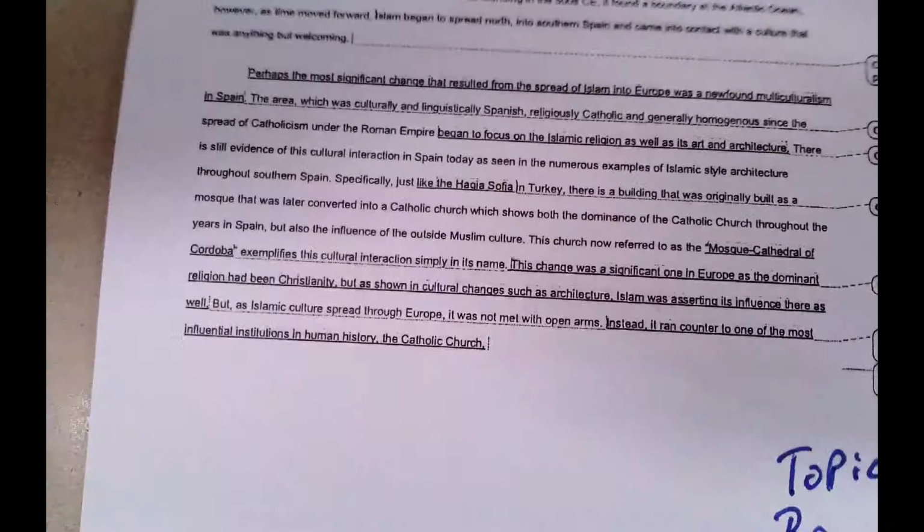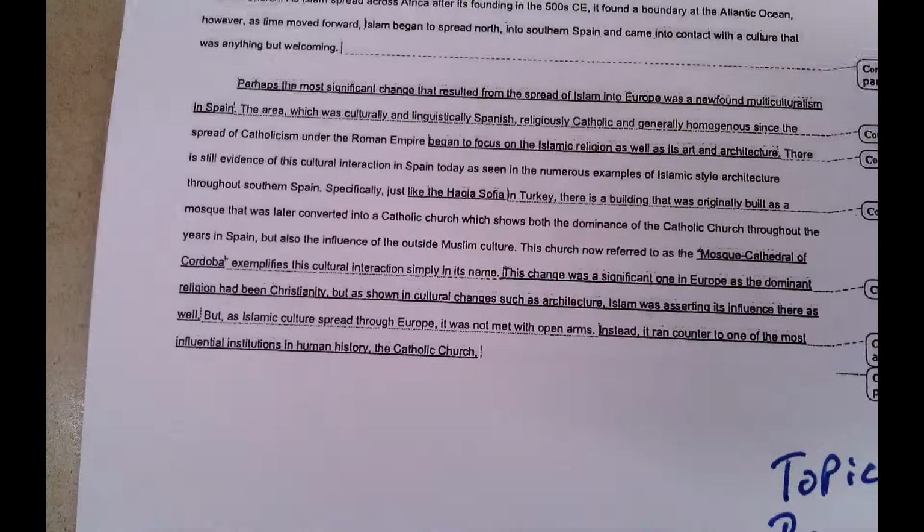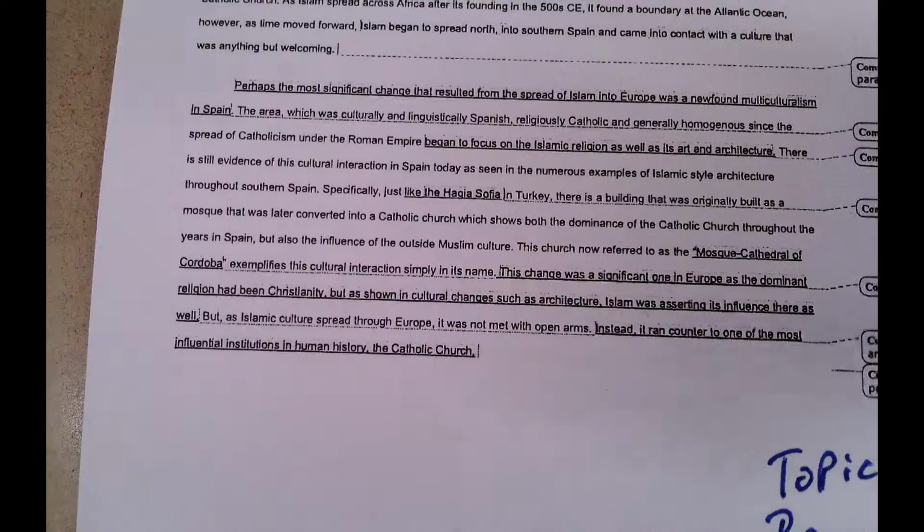Try to zoom in, watch it. Oh, work beautifully, sort of. Okay. So perhaps the most significant change that resulted from the spread of Islam into Europe was a newfound multiculturalism in Spain. The area, which was culturally and linguistically Spanish, religiously Catholic, and generally homogeneous since the spread of Catholicism under the Roman Empire, began to focus on Islamic religion as well as its art and architecture. So that is my broad change. Now, I have to give examples of art and architecture, and I can do that.